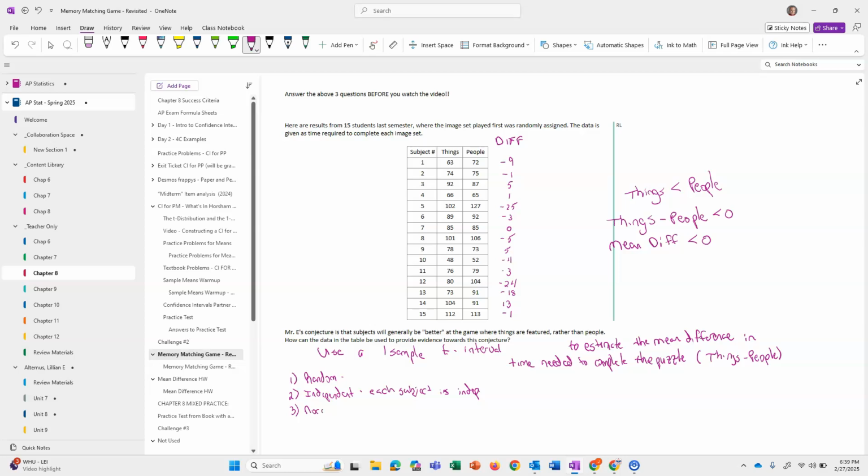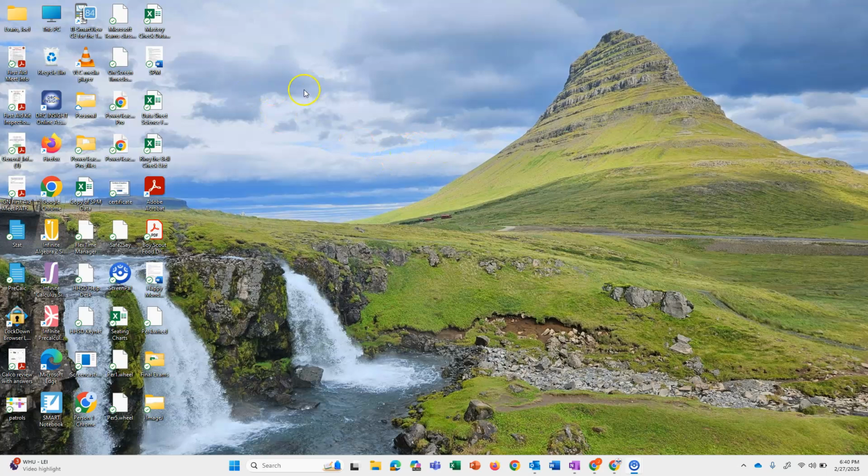And then finally, normality. Normality, we would use the CLT if n is at least 30. But clearly, n is not at least 30 here. n is only equal to 15. So I can't do that. So instead, I'm going to have to use the box plot.